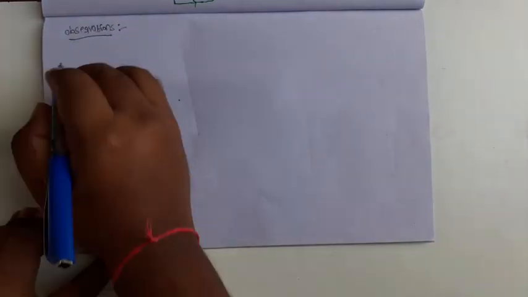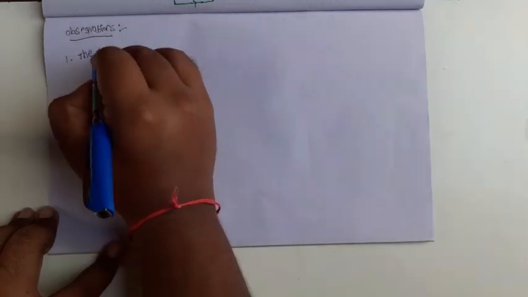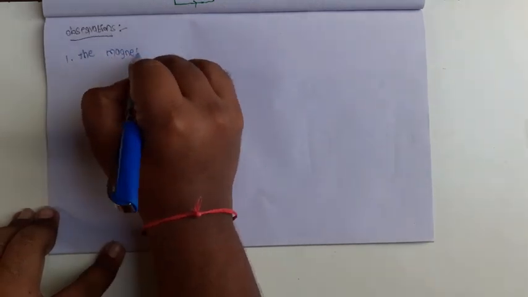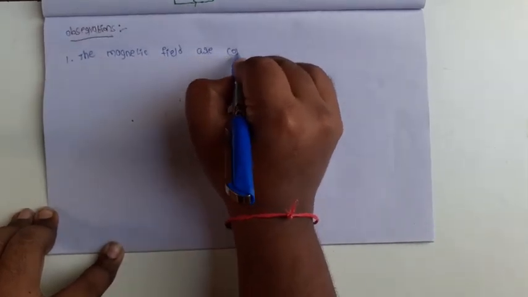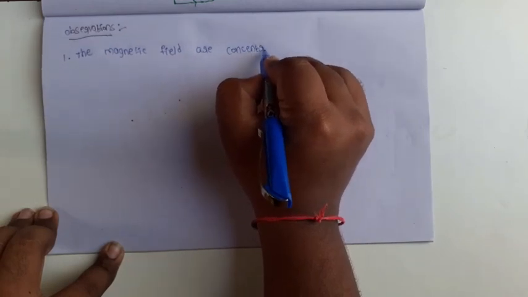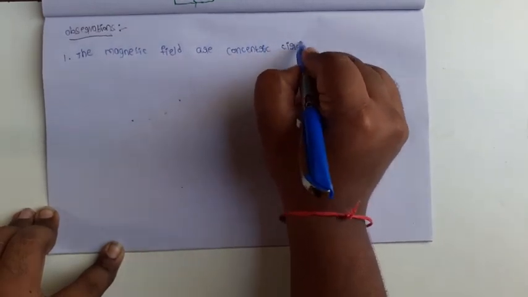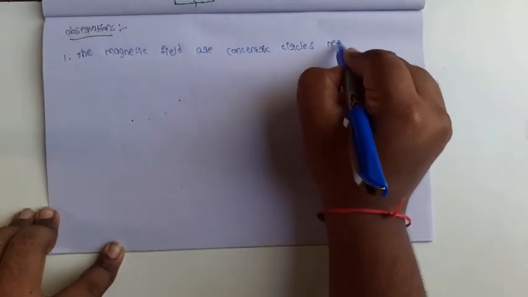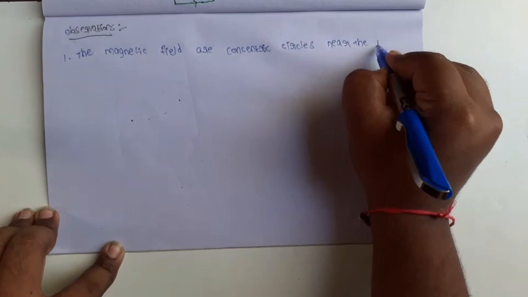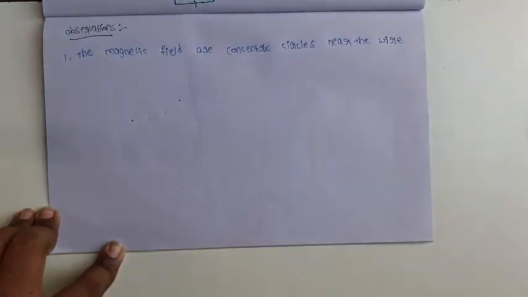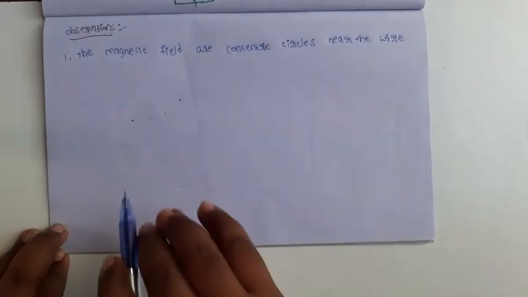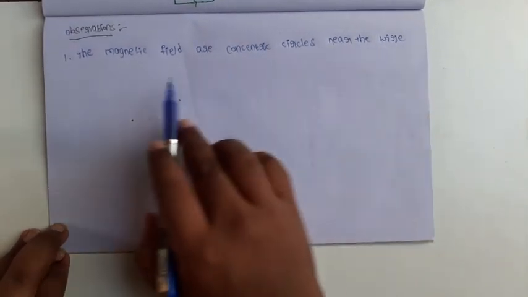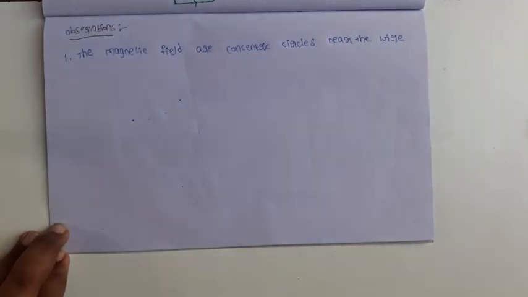First observation: the magnetic field lines are concentric circles near the wire. So near the wire, magnetic field lines are concentric circles.